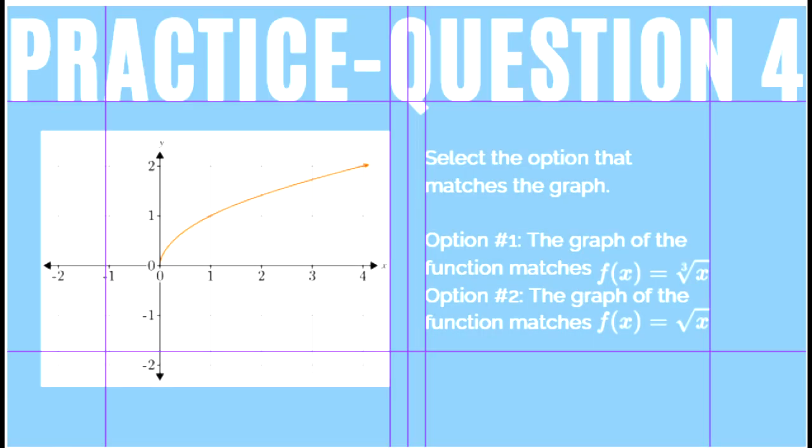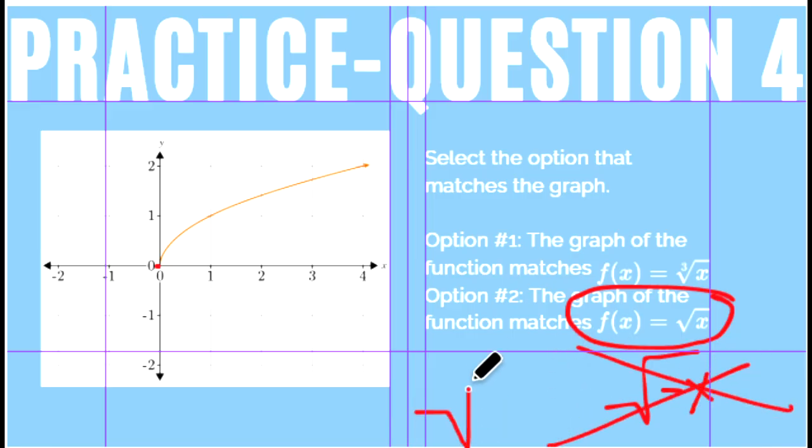Practice question number 4. Select the option that matches the graph. This is either f(x) is the cube root of x or f(x) is the square root of x. Which is it? It's the opposite of what we did. This is just the square root because it has an endpoint. It stops. Okay? This is all because square roots cannot have a negative number under here. That does not work. But cube roots can have a negative number under here. Okay? Cube roots can go into the negative, square roots cannot.